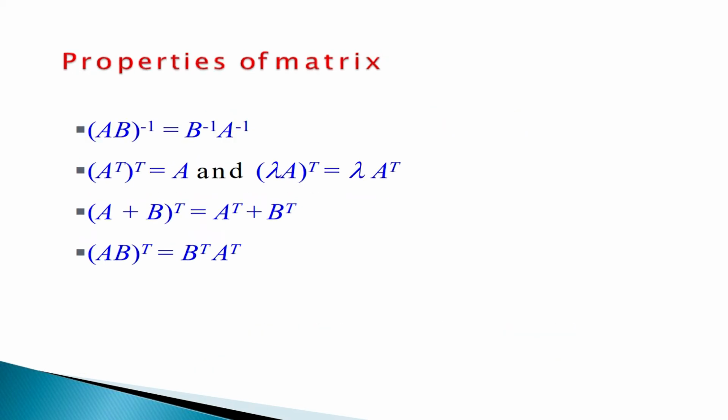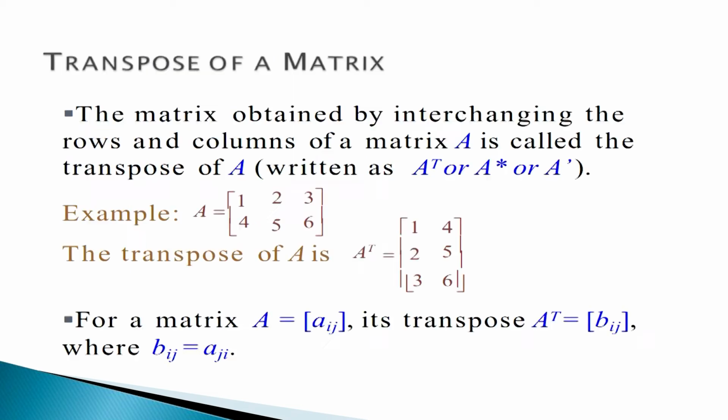Properties of matrices. Next, inverse of AB is equal to B inverse A inverse. We will later discuss the inverse matrix. Similarly, we will later discuss the transpose of a matrix. Transpose of the transpose of a matrix A is equal to A itself. Similarly, transpose of lambda times A becomes lambda times A transpose. Transpose of A plus B becomes A transpose plus B transpose. Transpose of AB becomes B transpose and A transpose, where we define the transpose of a matrix.